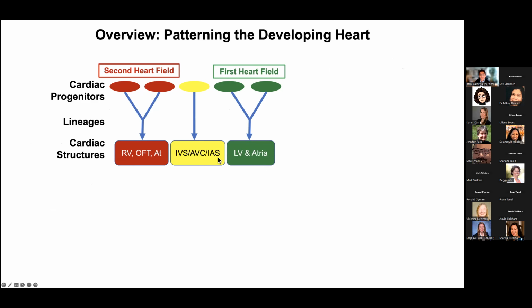The first heart field contributes to the left ventricle and the atria. The second heart field, which migrates later and was discovered later, contributes mainly or largely to the RV and the outflow tract, as well as the atria. And it's thought that both heart fields contribute to the interventricular septum, really at this intersection. It includes the interventricular septum, the AV canal, and the interatrial septum.